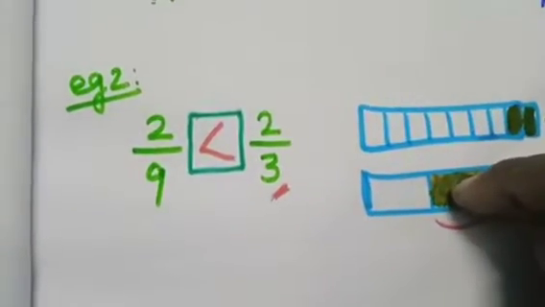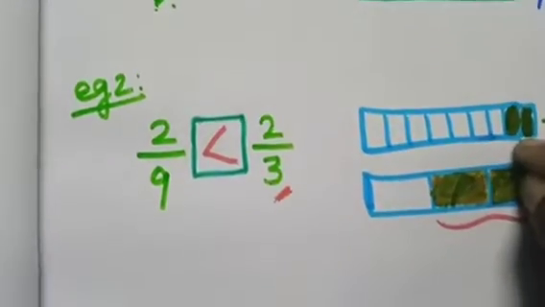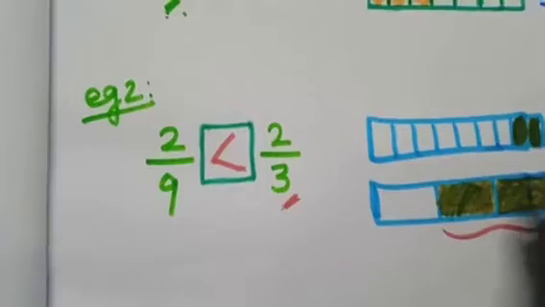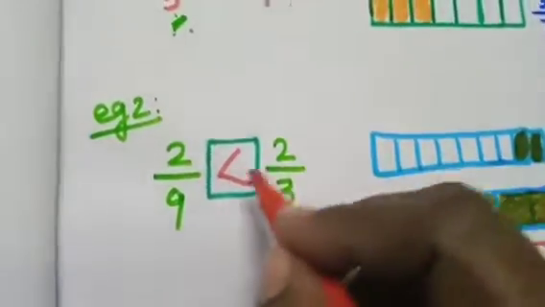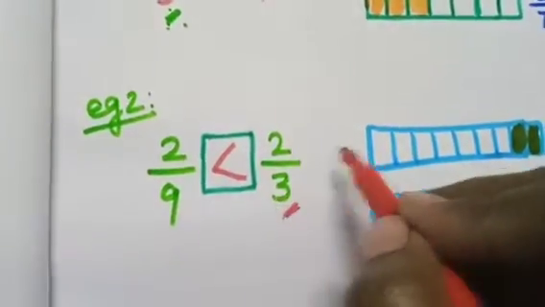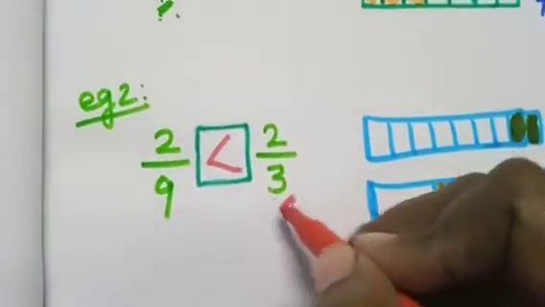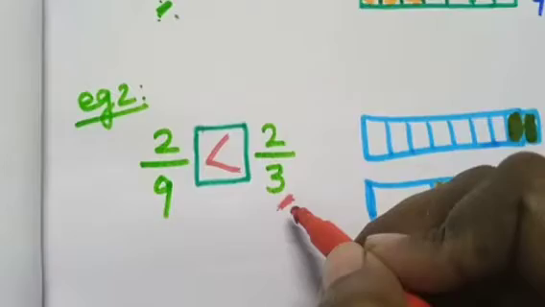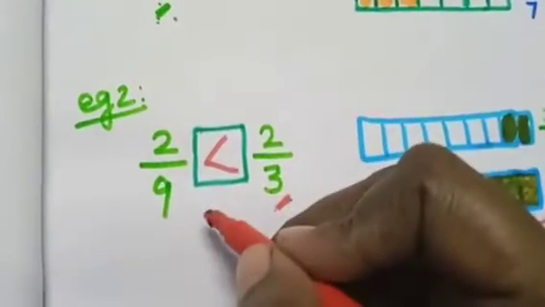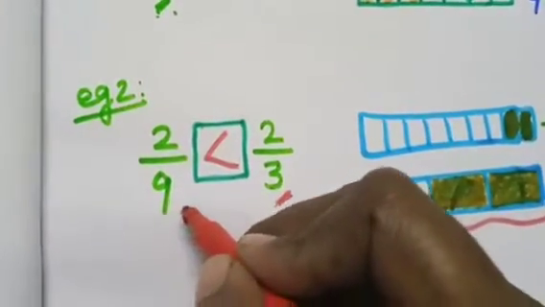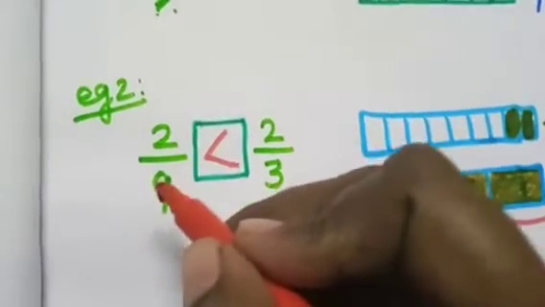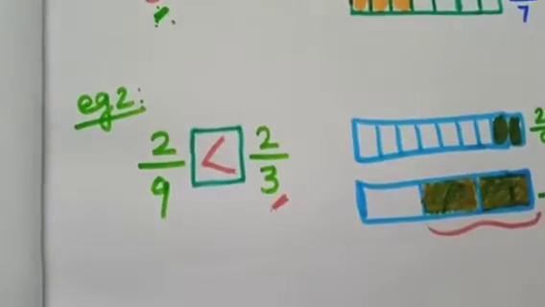Clear? So it's very simple to compare like numerators and unlike denominators. If it is like numerator, you have to check the denominator. The fraction with the smaller denominator is greater. Otherwise, the fraction with the greater denominator is smaller. Are you clear?